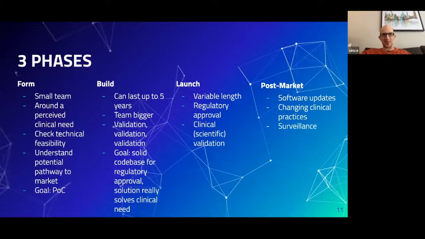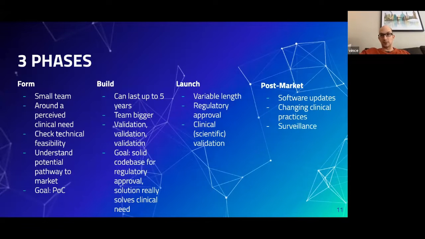The 3 phases for the product development itself start with form. In the form phase, we start out with an idea. Usually it's a small team, around a perceived clinical need, something that somebody wants to solve. In this form phase, we check the technical feasibility, and we have to understand the potential way to the market. The goal usually here is a proof of concept, with which we go into the build phase.